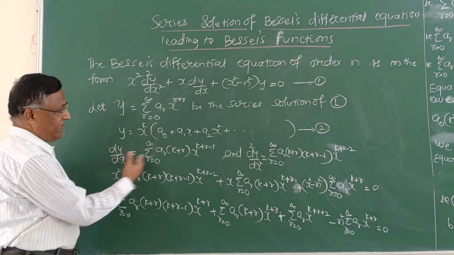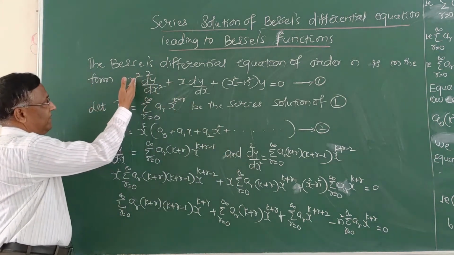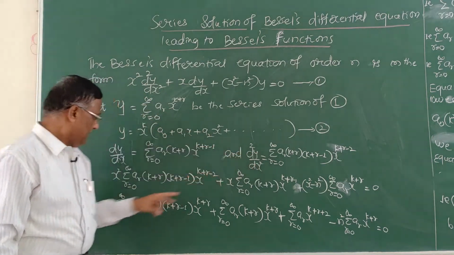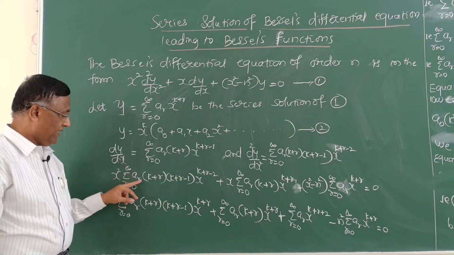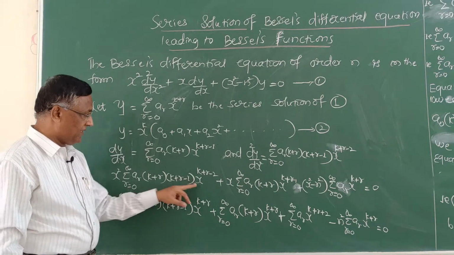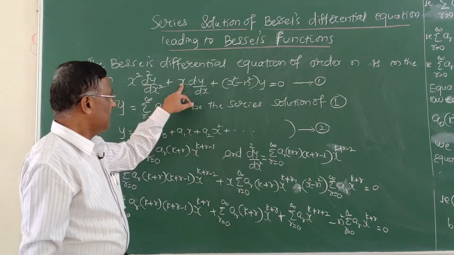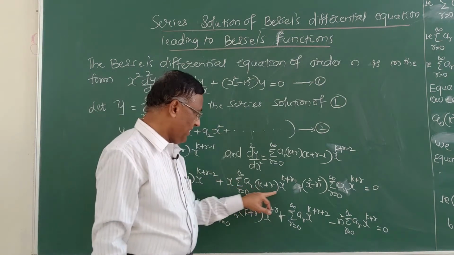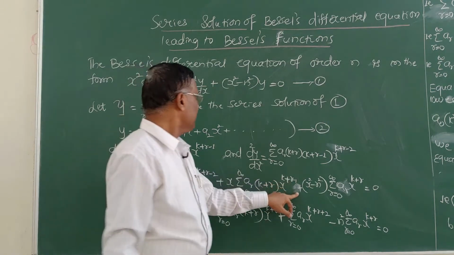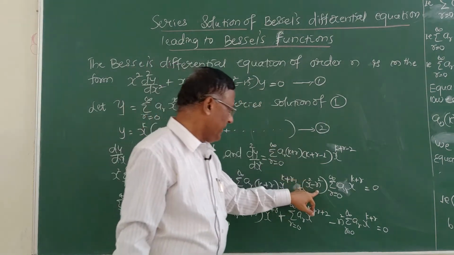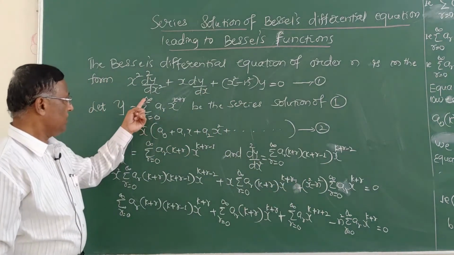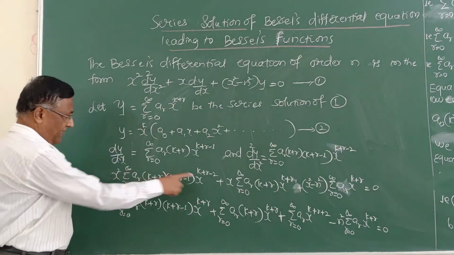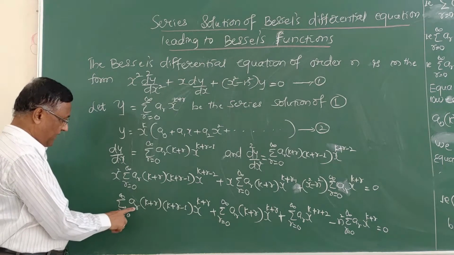Then substitute these dy by dx and d square y by dx square in the given Bessel's differential equation, gives us x square into d square y by dx square, which is a summation of r equal to 0 to infinity ar into (k plus r) into (k plus r minus 1) into x raised to k plus r minus 2, plus x into dy by dx is summation from r equal to 0 to infinity ar into (k plus r) into x raised to k plus r minus 1, plus (x square minus n square) into y, which is a summation from r equal to 0 to infinity ar into x raised to k plus r, equal to 0.